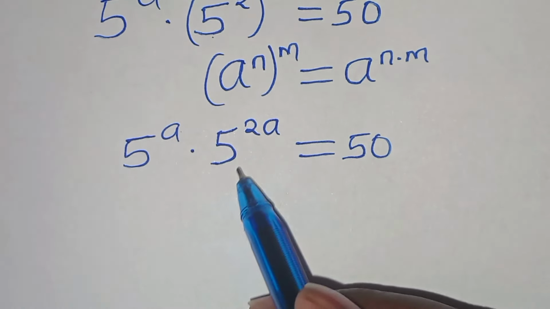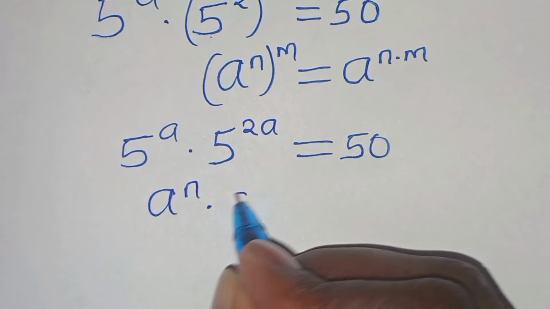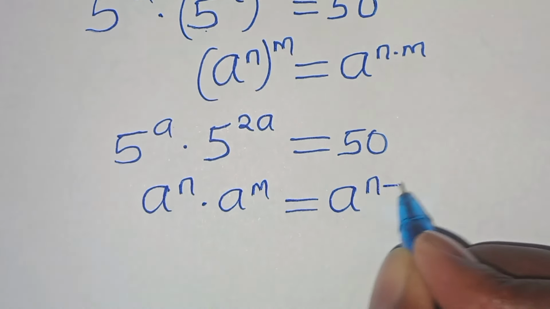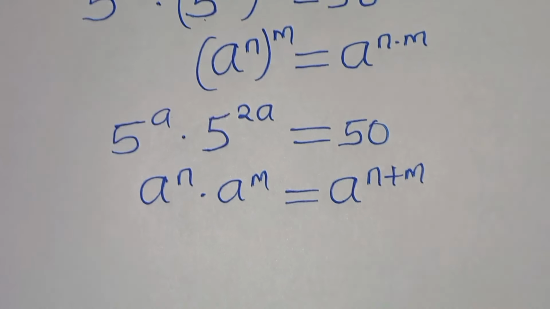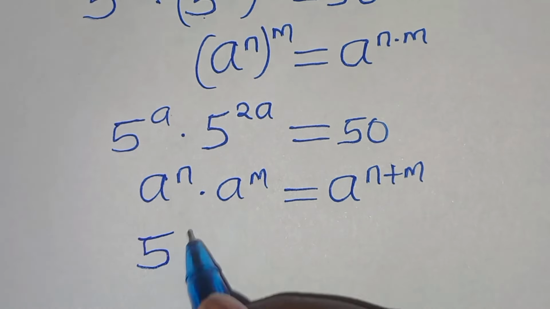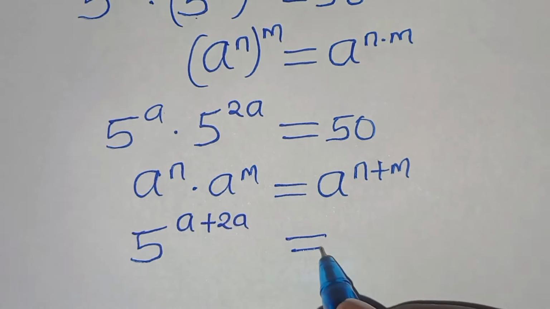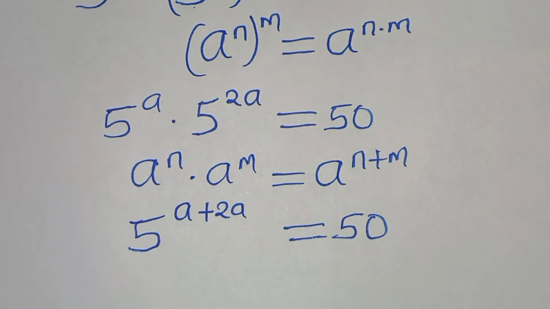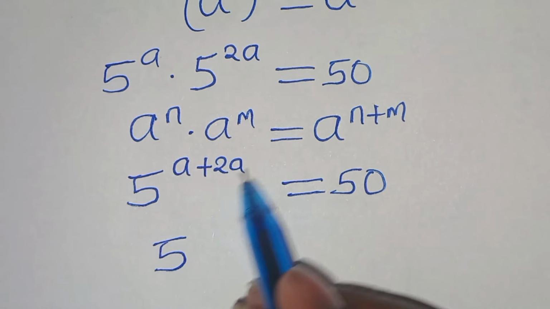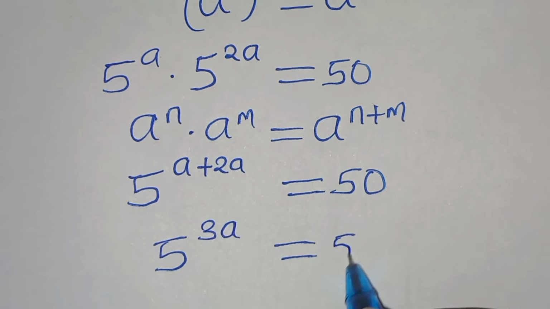5 to the power of a times 5 to the power of 2a is in the form of a to the power of n times a to the power of m, which we can express as a to the power of n plus m. Applying this exponent property, we have 5 to the power of a plus 2a. This is equal to 50. So now this is 5 to the power of a plus 2a, which is 3a. This is equal to 50.